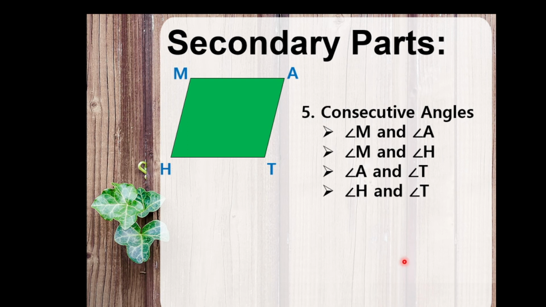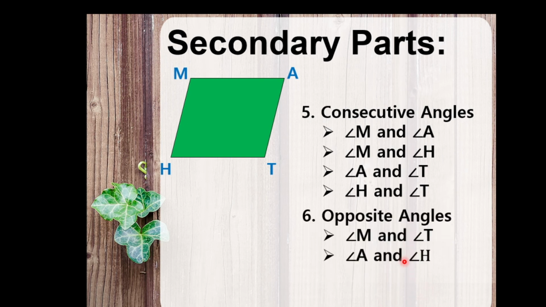And the last secondary part of a quadrilateral is the opposite angles. So angle M is opposite angle T, while angle A is opposite angle H.